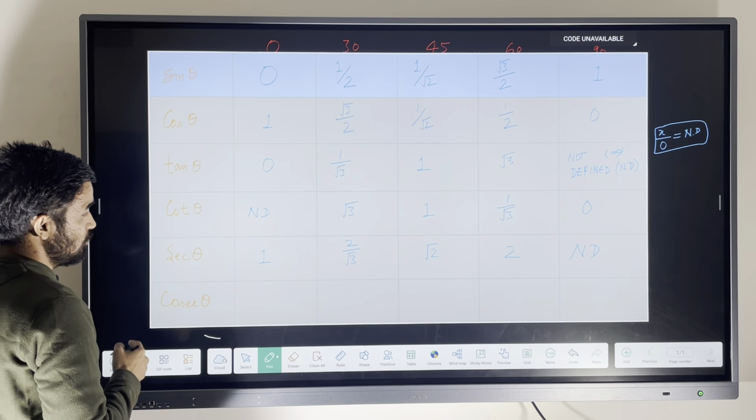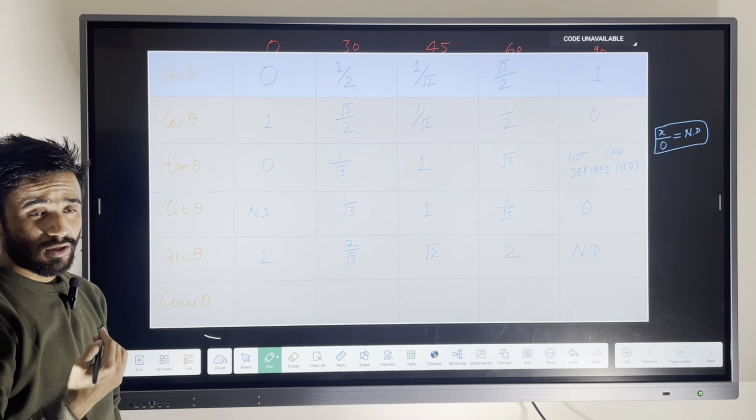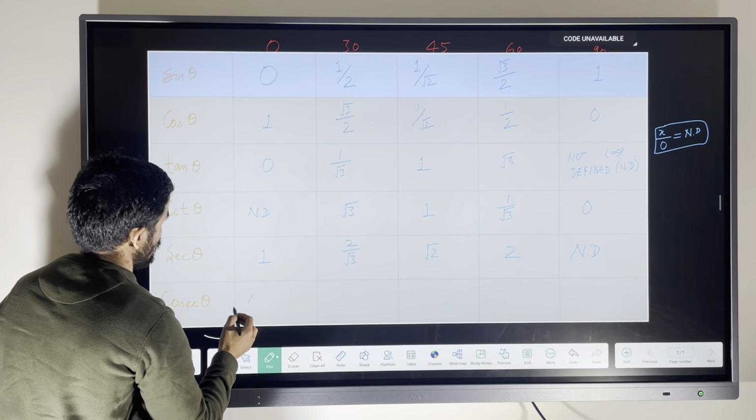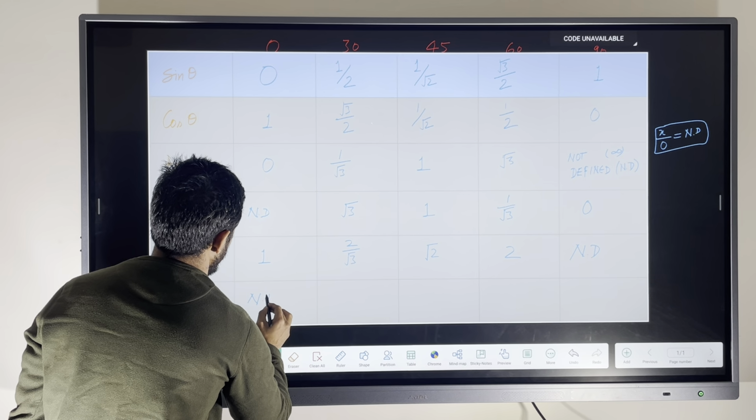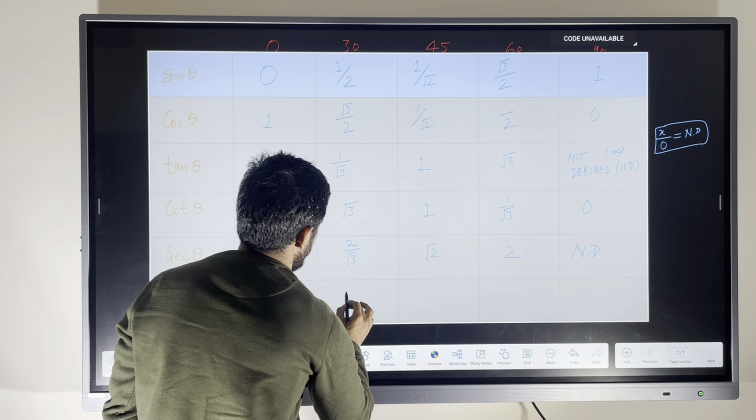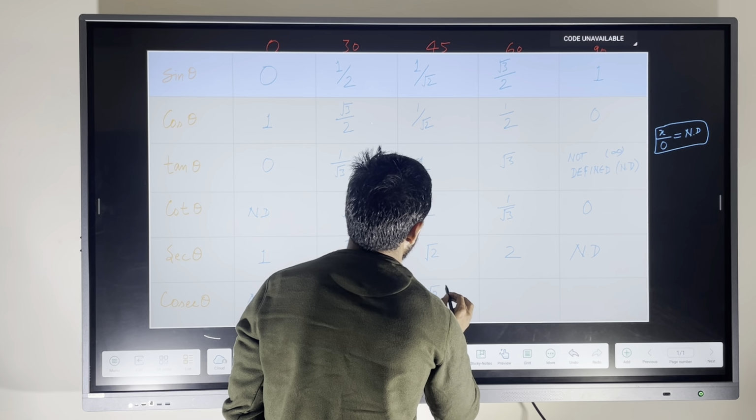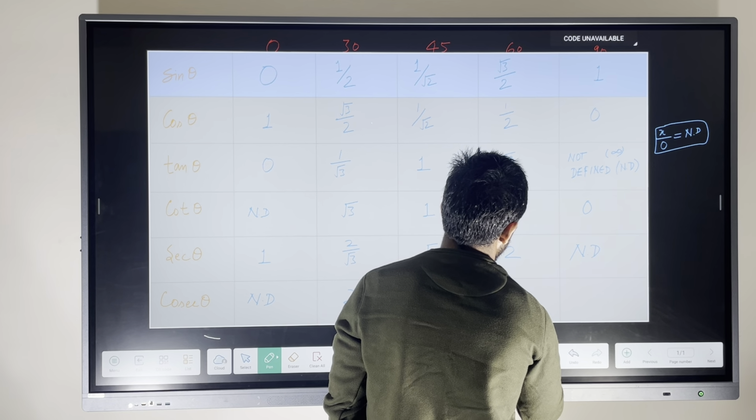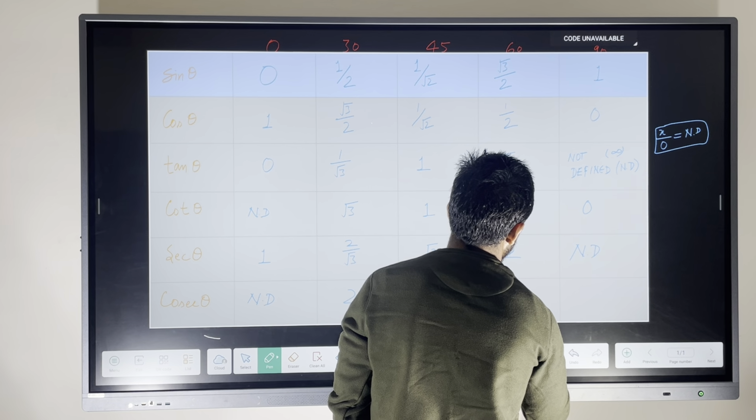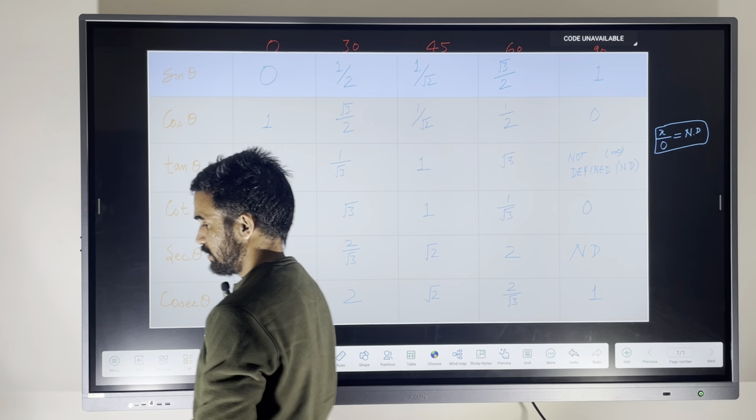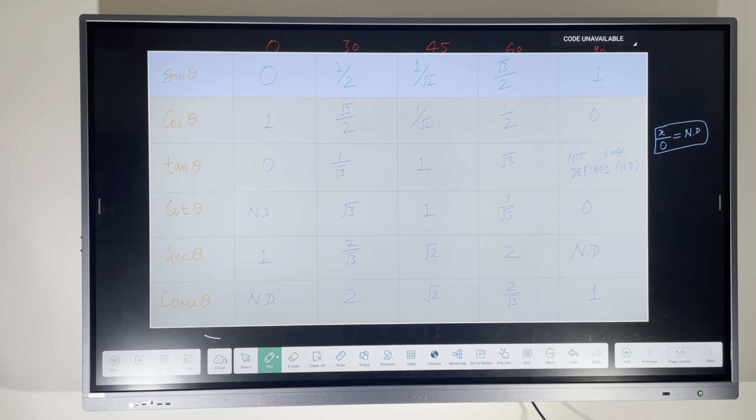Now let's talk about cosec. Cosec is inverse of sin theta. Now 1 upon 0 will be not defined. 1 upon 1 upon 2 will be equal to 2. 1 upon 1 upon root 2 will be equal to root 2. 1 upon root 3 by 2 will be equal to 2 by root 3. Similarly, 1 upon 1 is equal to 1. So we got the values of trigonometrical functions at different angles.